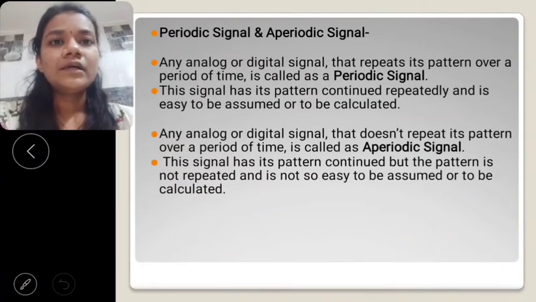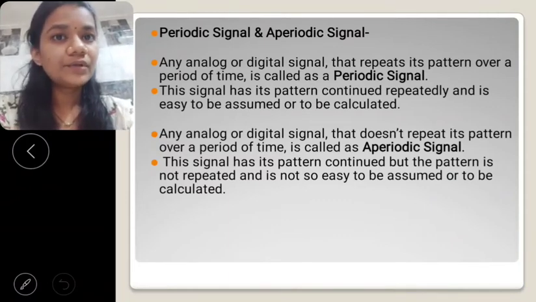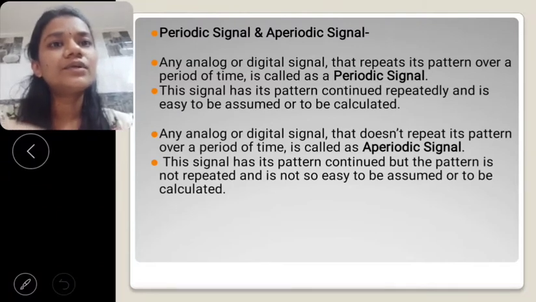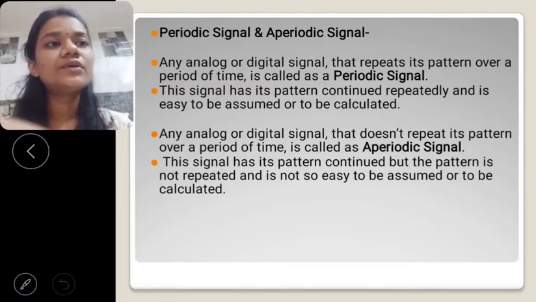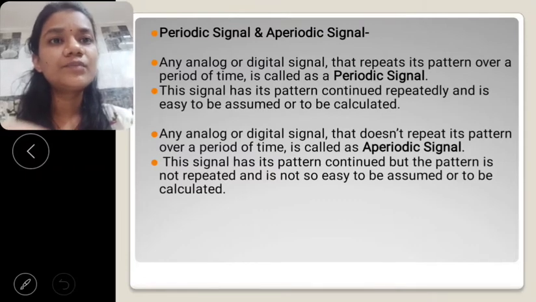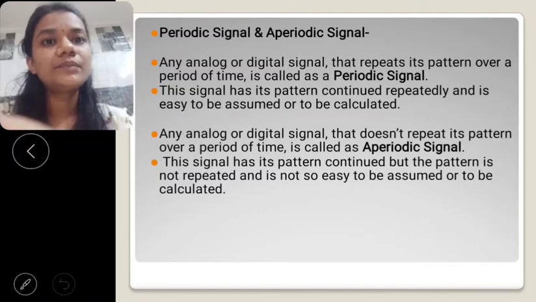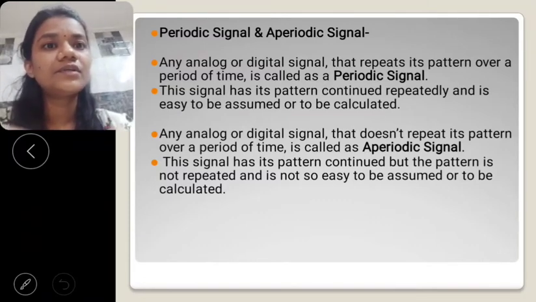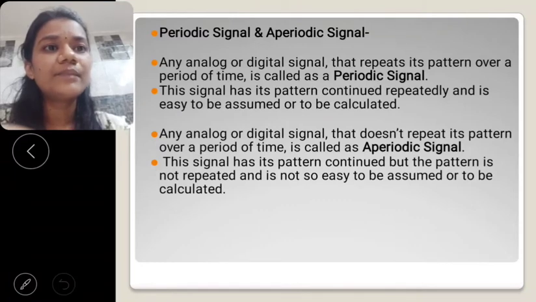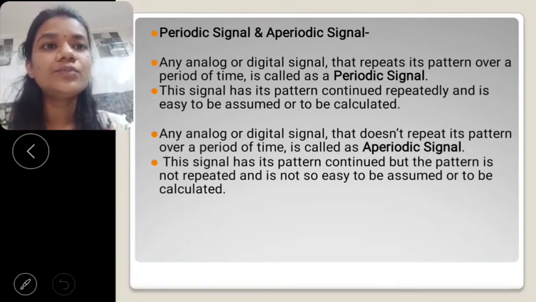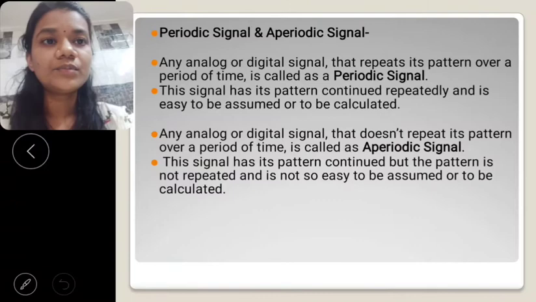Next, what is meant by periodic and aperiodic signal? Any analog or digital signal that repeats its pattern over a period of time is called a periodic signal. As the name indicates, periodic means the signal that repeats its pattern over a certain period of time. This signal has its pattern continuing repeatedly and is easy to be assumed or calculated. The pattern of this signal is continuously repeated over time.